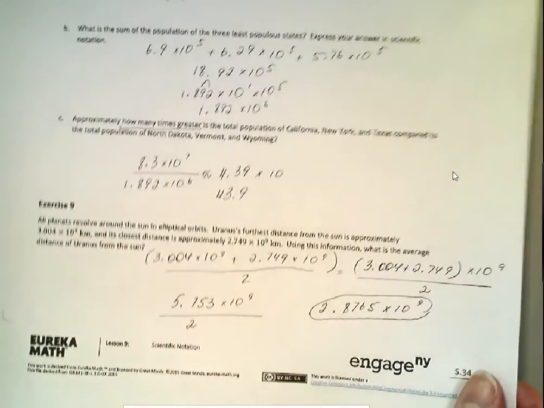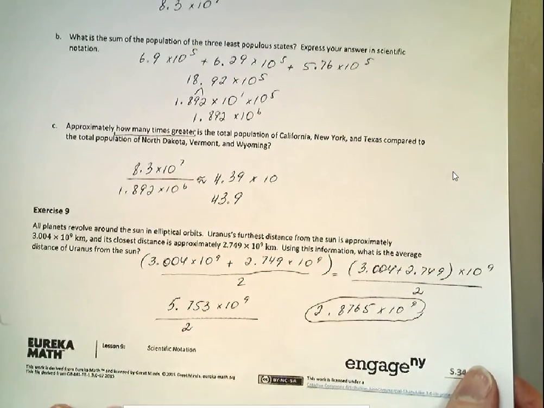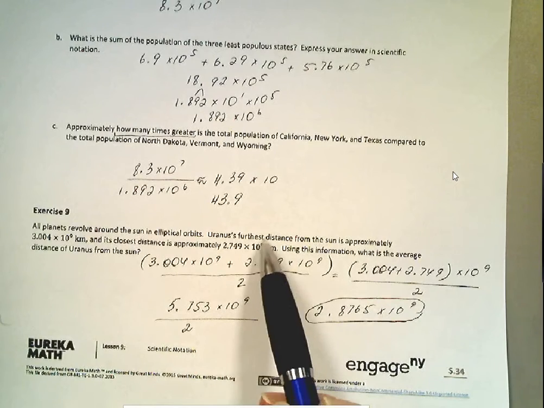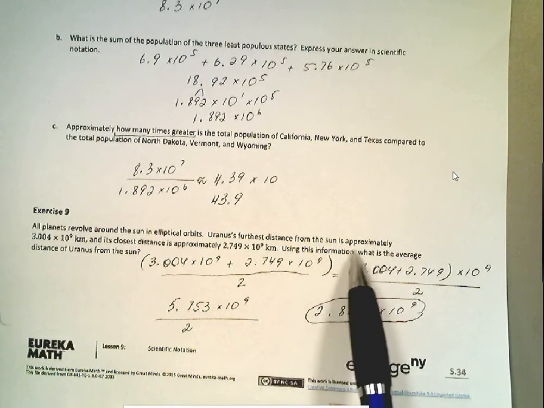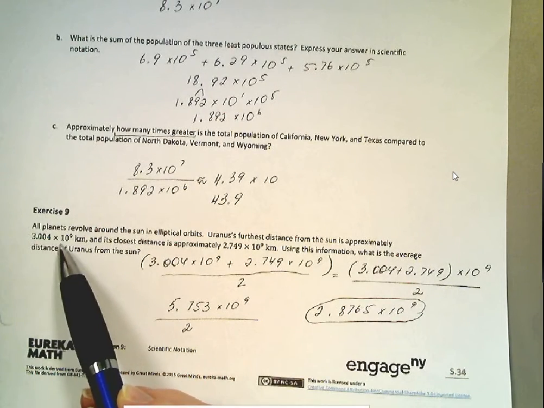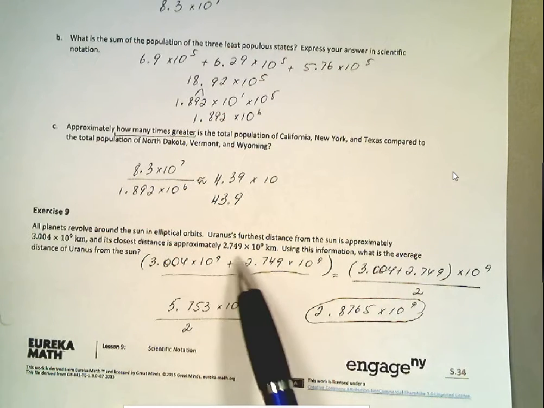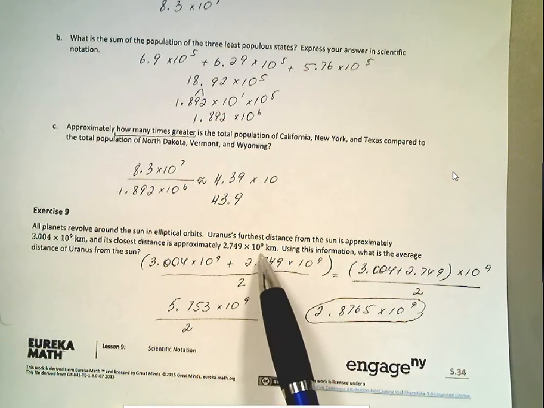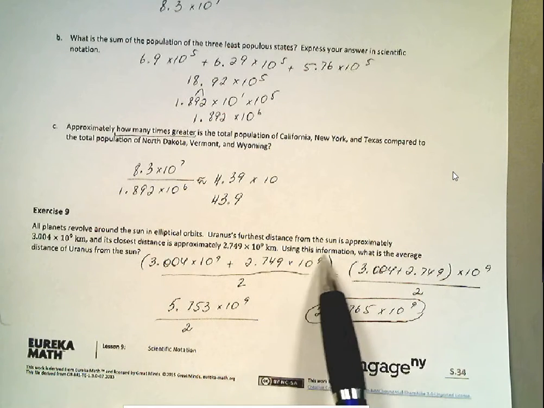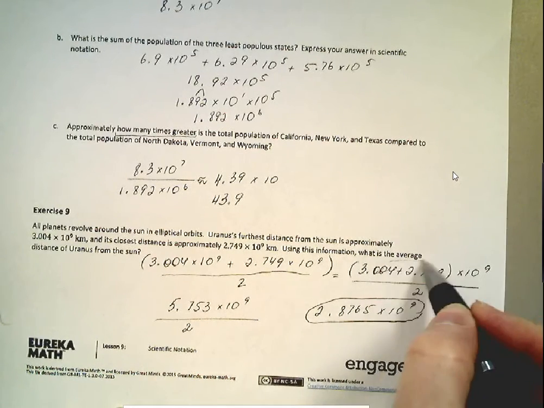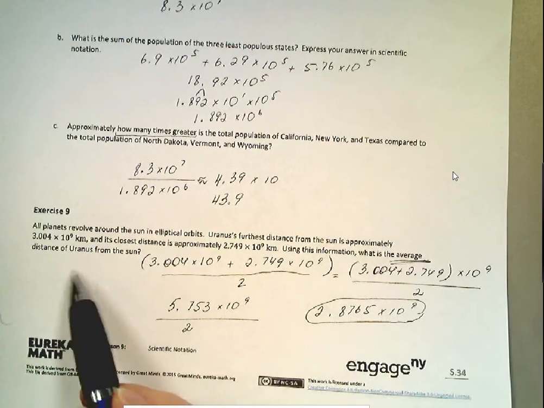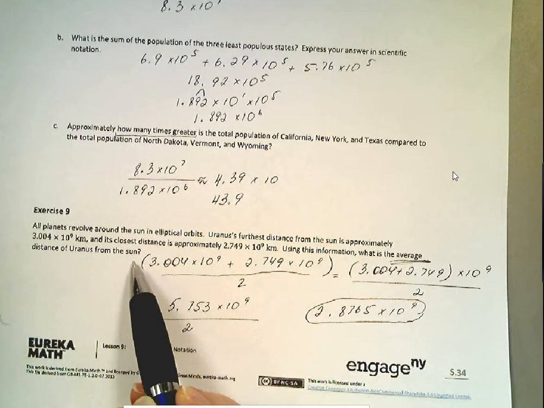Exercise 9. All planets revolve around the Sun in elliptical orbits. Uranus's furthest distance from the Sun is approximately 3.004 times 10 to the 9th kilometers, and its closest distance is approximately 2.749 times 10 to the 9th kilometers. Using this information, what is the average distance of Uranus from the Sun?